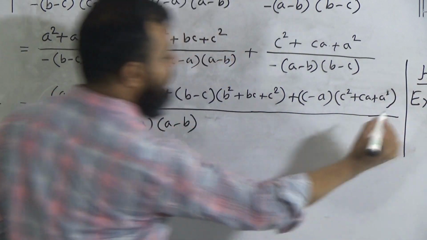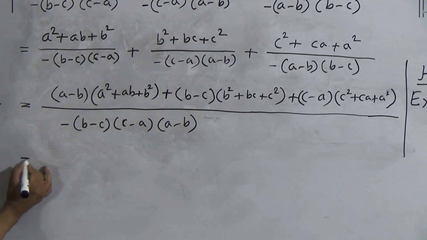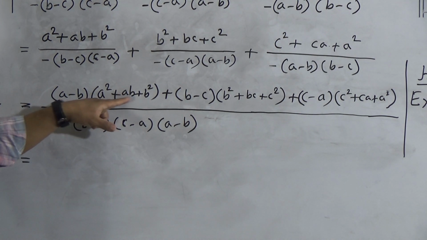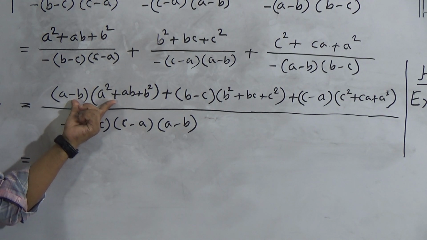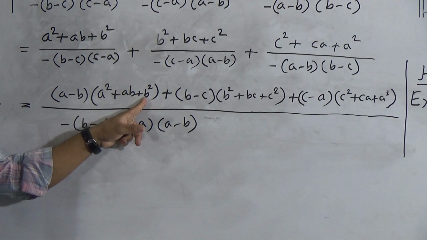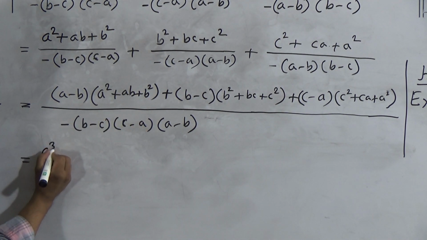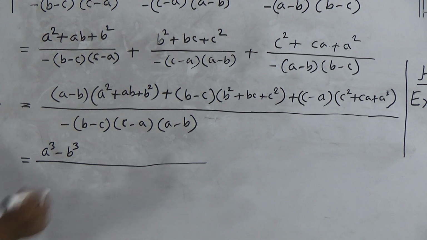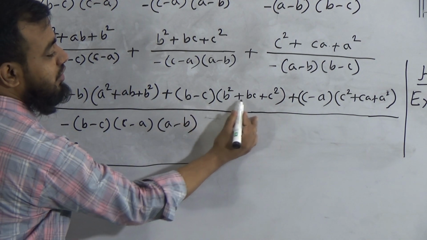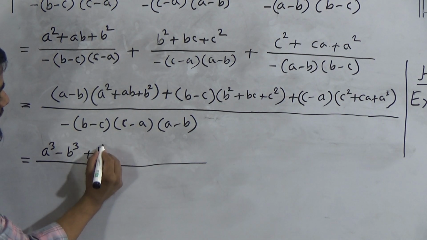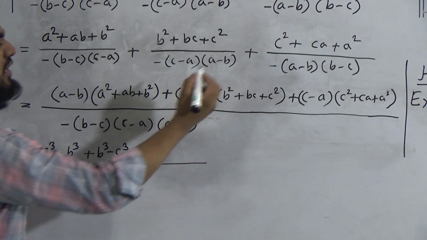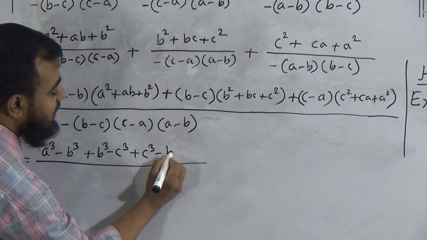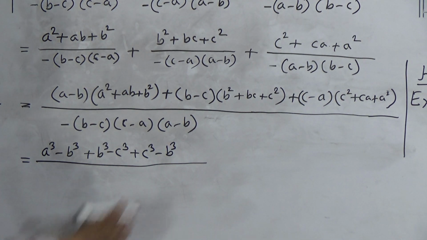Okay, now we will make the formula of A cube minus B cube. In the numerator we have A minus B into A square plus AB plus B square. We know that the formula of A cube minus B cube equals A minus B into A square plus AB plus B square. So we can write A cube minus B cube in the place of A minus B into A square plus AB plus B square, and in the place of B minus C into B square plus BC plus C square, we can write B cube minus C cube, and in the place of C minus A into C square plus CA plus A square, we can write C cube minus A cube. Okay, these are the formulas.